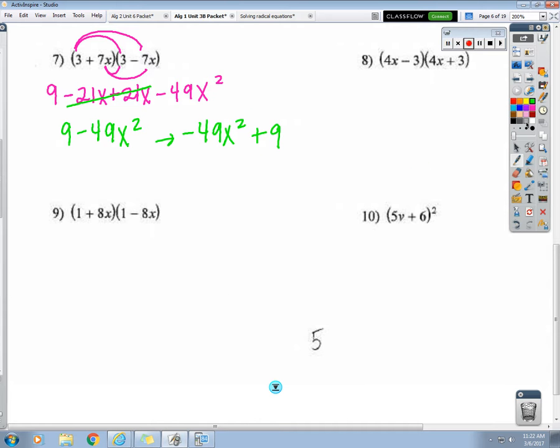Okay, so now let's look at this next one. 1 times 1 is 1. 1 times negative 8x is negative 8x. Positive 8x times 1 is positive 8x.